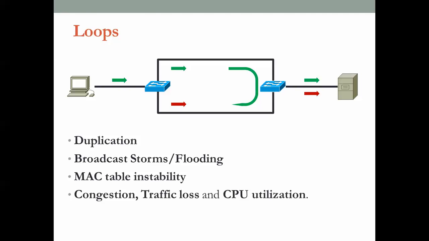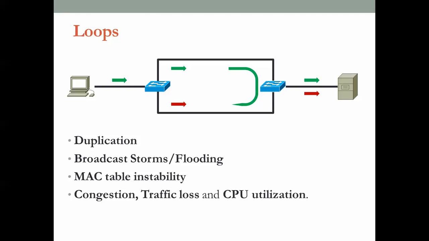So these are the three main issues created by loops in networks. But these issues also give rise to secondary issues like traffic congestion and increased CPU utilization, eventually leading to traffic loss. Congestion is primarily because broadcast storms are eating up or choking your bandwidth. And because of MAC table instability and constant packet processing, the switch is constantly processing a huge number of packets and updating its MAC table every now and then. This gives rise to increased CPU utilization on the switch.